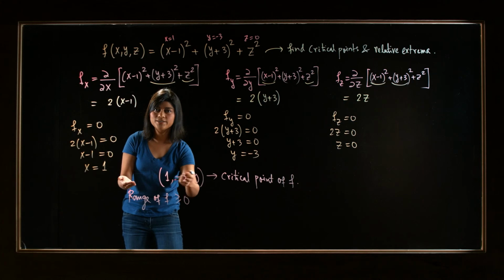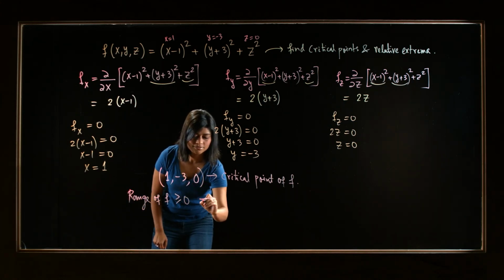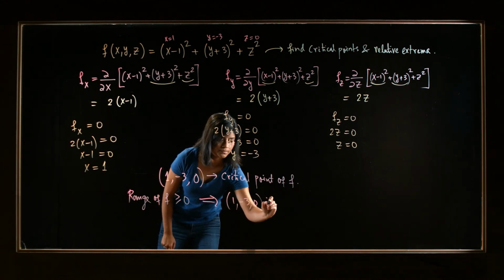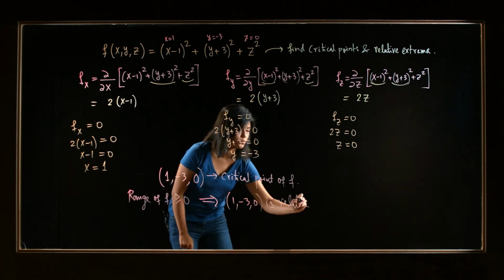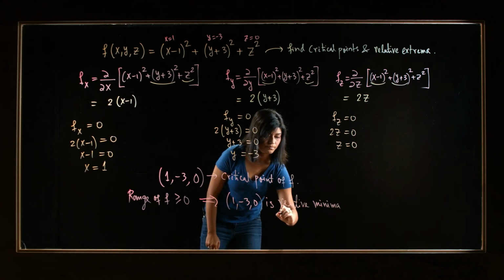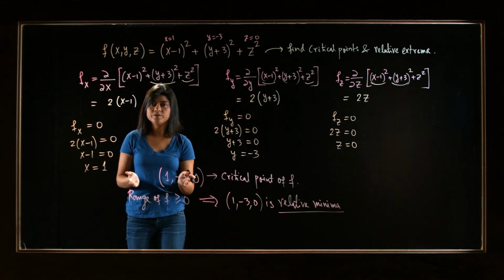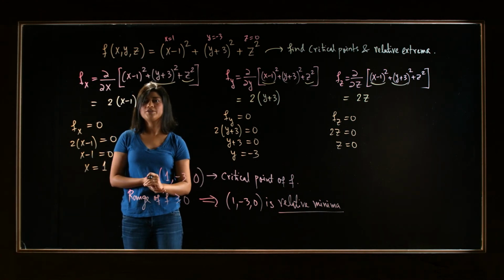So what do you think this point is? It is the minimum point, right? So this point will be a relative minimum, because everywhere else the output will be greater than 0. It's only 0 at this point.